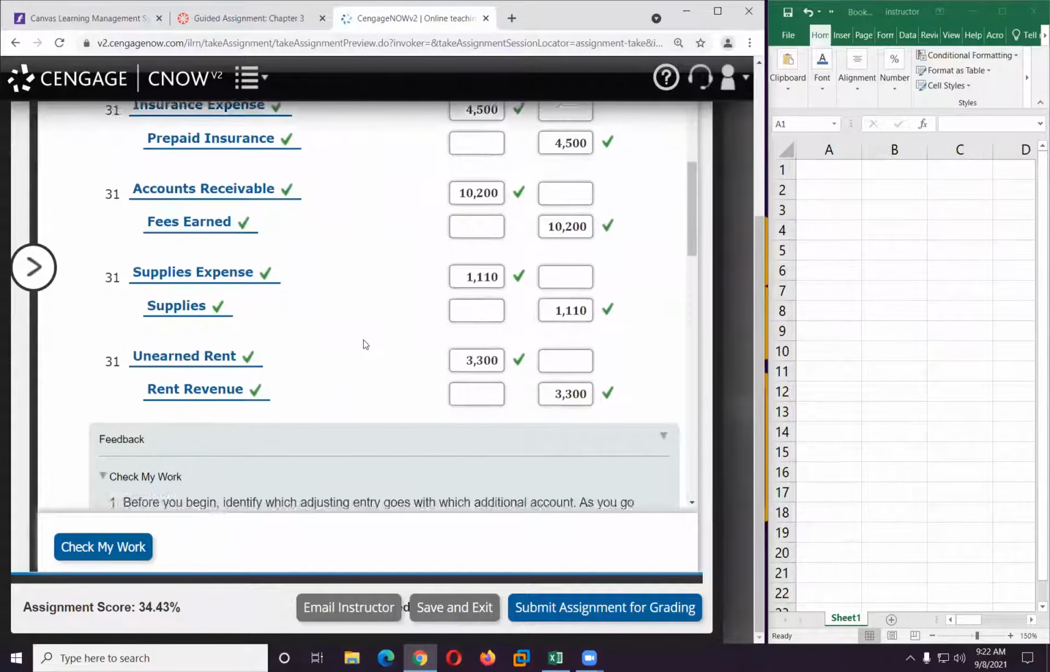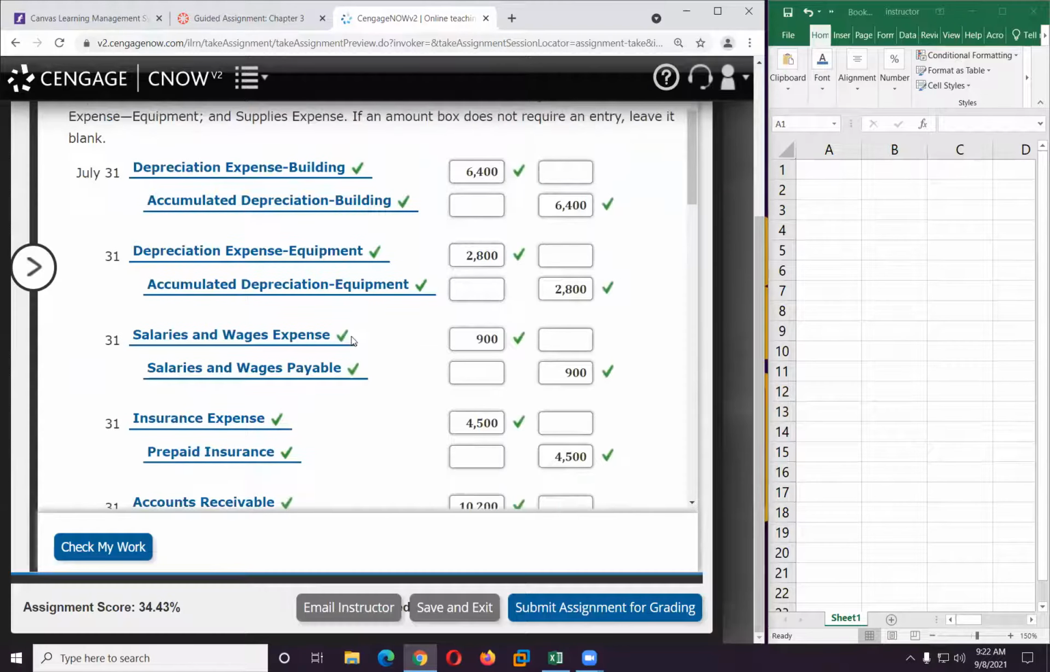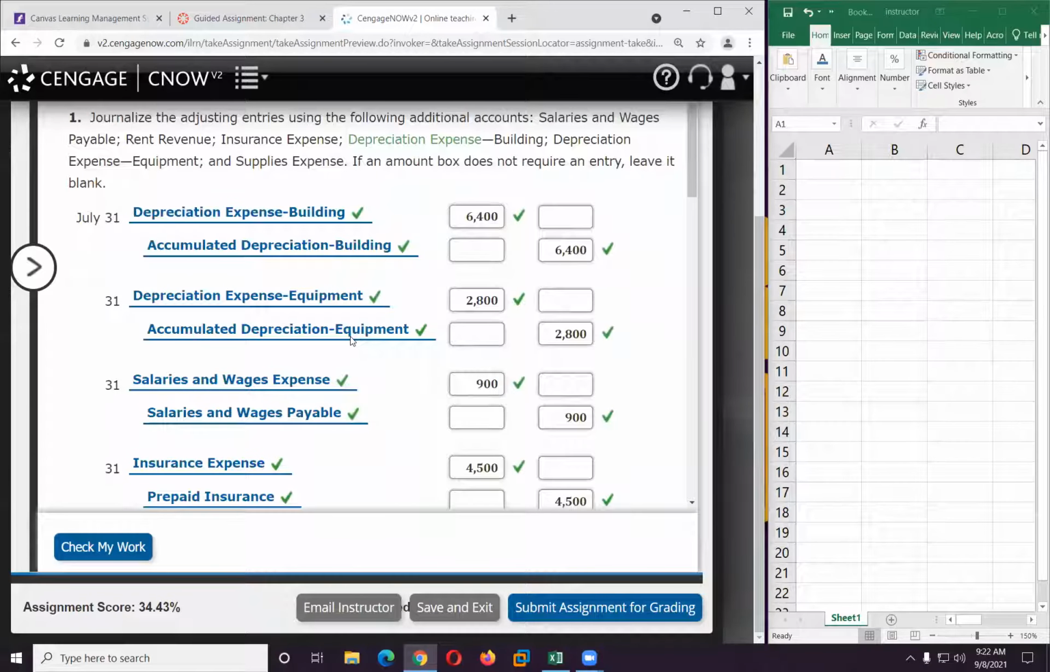All right, so we've done all of our adjusting entries. So now we're going to scroll down here, and we have to determine the balance of the accounts affected by the adjusting entries and prepare an adjusted trial balance. If an amount box does not require an entry, leave it blank. All right, so what we're going to do is create an adjusted trial balance, which is really just our trial balance with all the adjustments added to it.